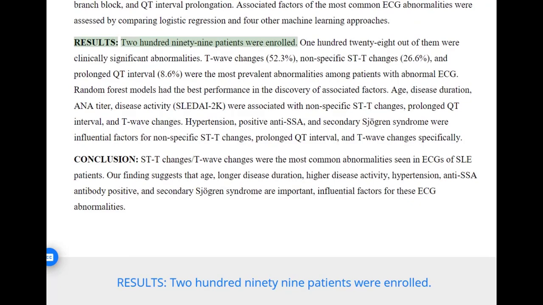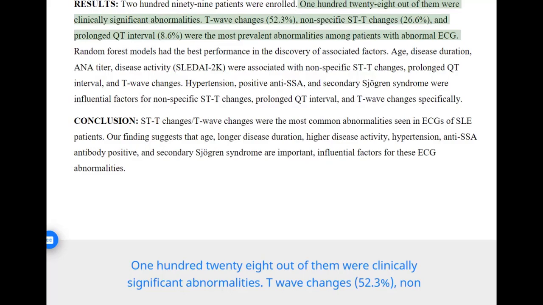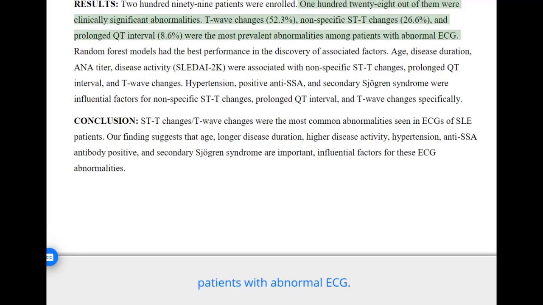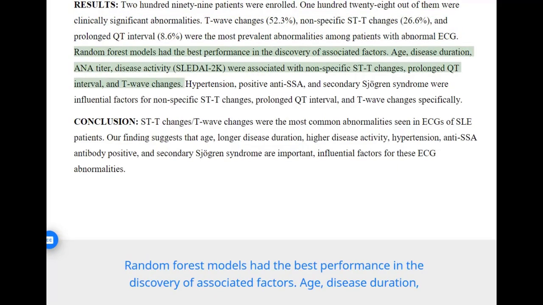Results: 299 patients were enrolled. 128 of them had clinically significant abnormalities. T-wave changes, 52.3%, nonspecific ST-T changes, 26.6%, and prolonged QT interval, 8.6%, were the most prevalent abnormalities among patients with abnormal ECG. Random forest models had the best performance in the discovery of associated factors.